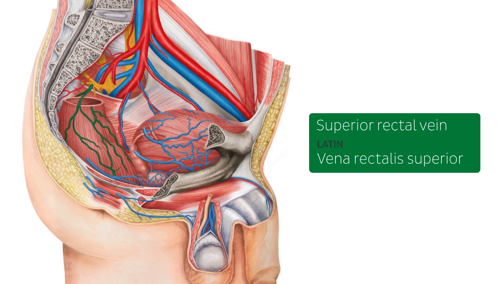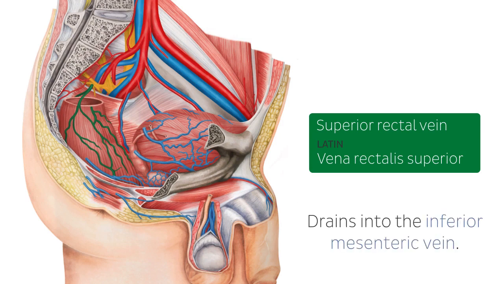Now, these veins will be draining blood from the veins surrounding the rectum into the inferior mesenteric vein. And unlike the middle and inferior rectal veins, the superior rectal vein does not drain into the internal iliac veins. So keep that in mind.